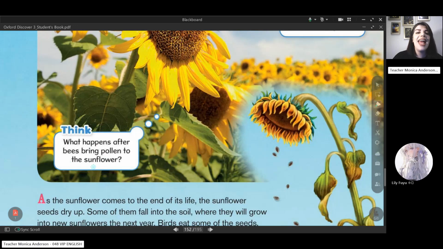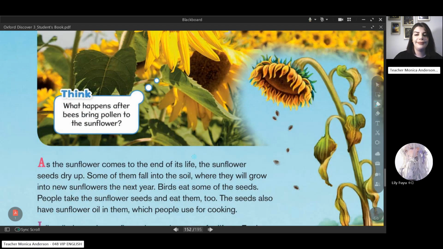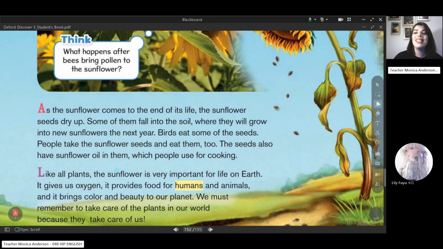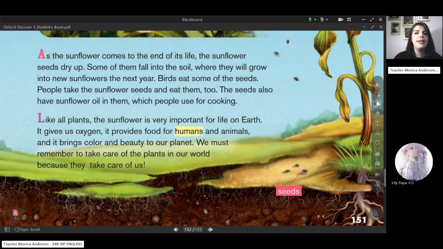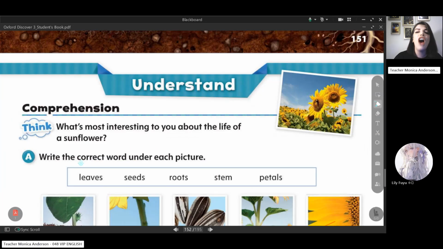Okay, well, and what happens after bees bring pollen to the sunflower? It makes a new sunflower. Oh, look at this one. As the sunflower comes to the end of its life, the sunflower seeds dry up and we can eat them. Yep. Some of them fall into the soil where they will grow into new sunflowers next year. That's really good. Birds can eat some of them. And of course, they provide food. They prepare food for us, humans.